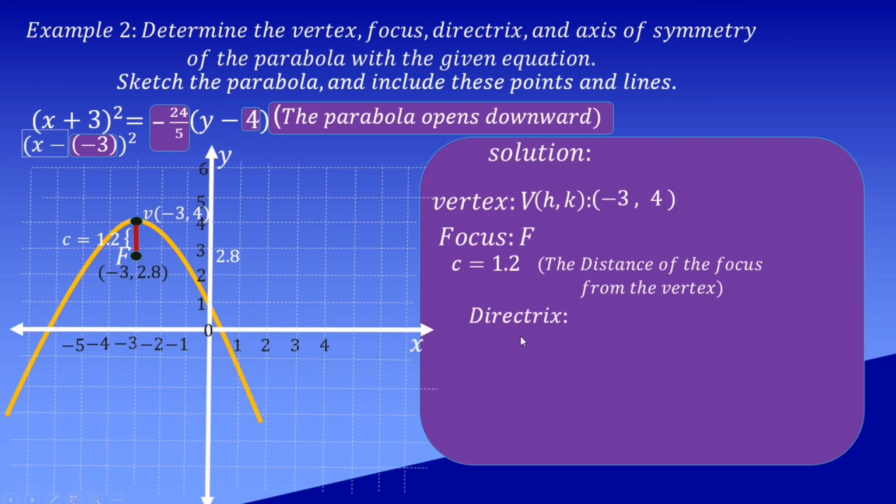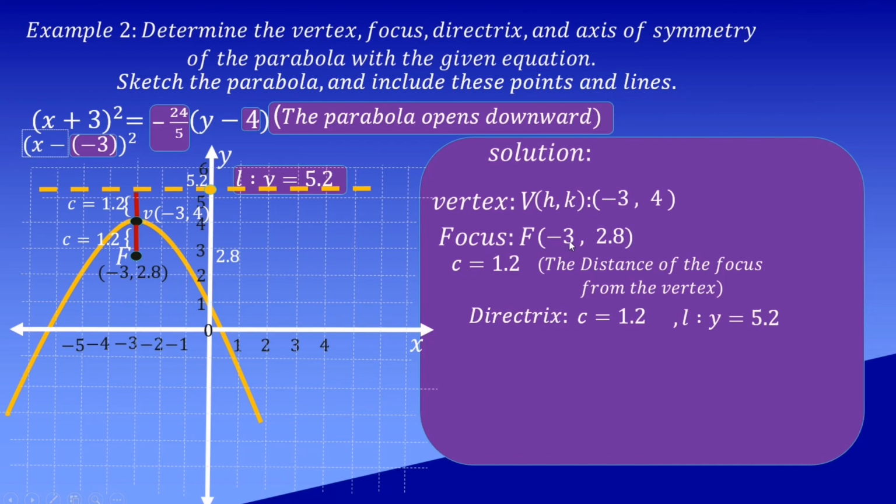And for our directrix, we also have c equal to 1.2 above the vertex. The vertex is between the directrix and the focus, so its measure is also 1.2. We have here the point on the y-axis that makes the line. So our directrix line is y is equal to 5.2. That is our focus, (-3, 2.8).